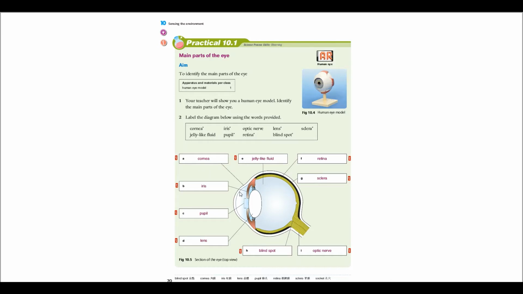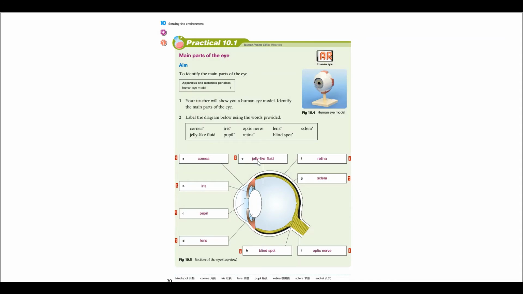A here is the cornea, which refers to the outermost white layer here. B is the iris. The iris is this colored structure. And the pupil only refers to the hole, the opening here. We'll go through how the pupil and iris work in the later part. And D, the lens. This white thing is called the lens.